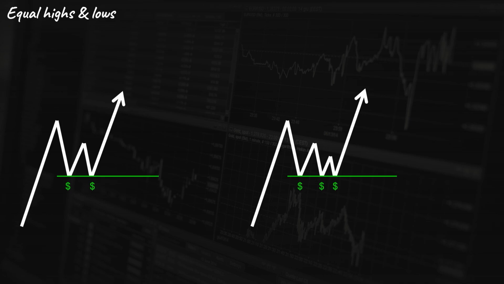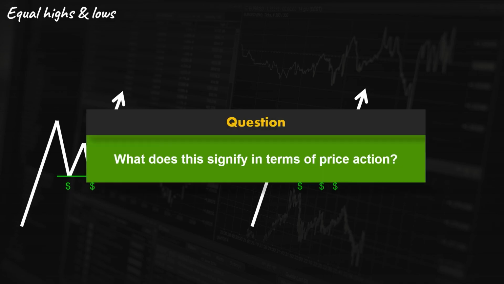As the name suggests, equal lows are formed when the low points are at about the same level, and similarly, the price will form equal highs where the highs are about the same level. What does this signify in terms of price action?